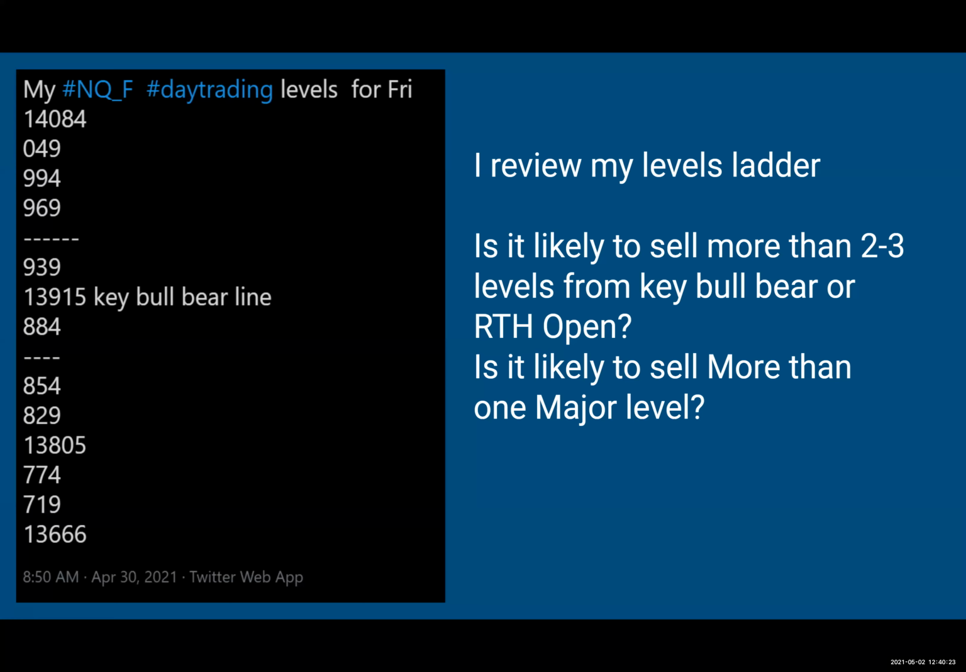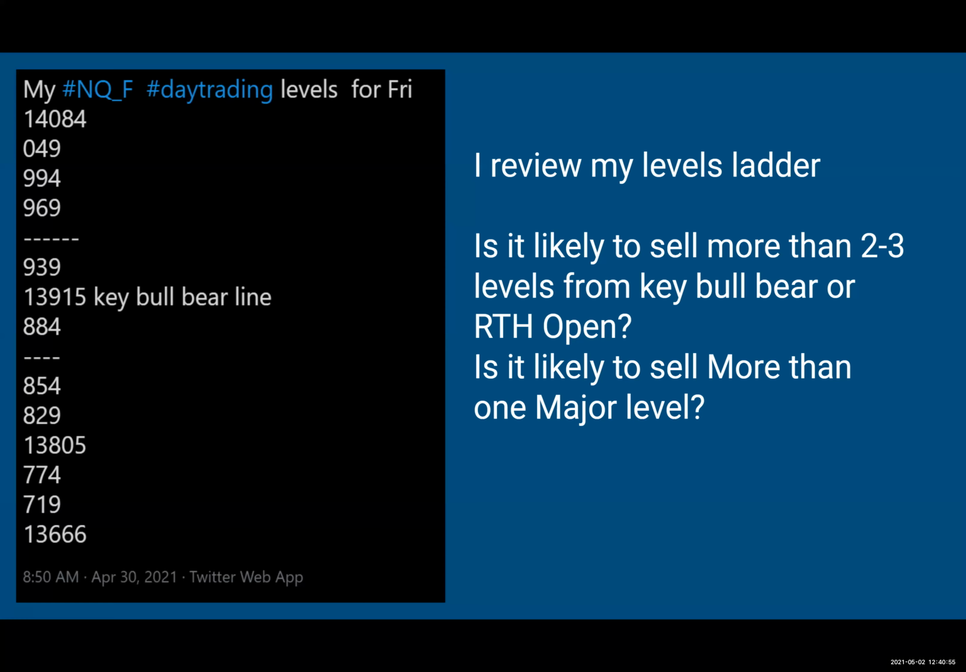So that's my main concept. I also attach to that where the RTH open is. It gives me an idea about where the price is at, where the flow is at, and then I ask myself, is today the day it is likely to sell below major levels? The 3-digit levels are what I call minor levels. The 5-digit, the full 13,805, that was one of the major levels. So is it likely to sell more than 805 and all the way to 666? That's like 300 NQ points, or more than that.